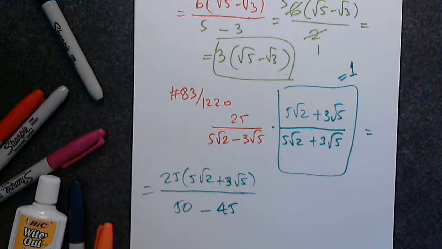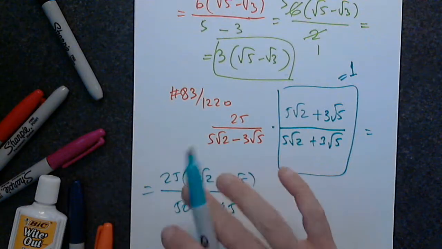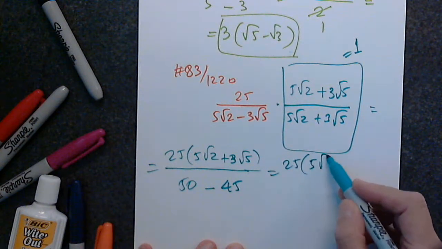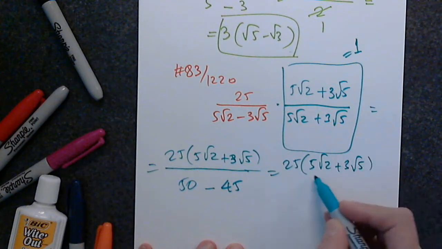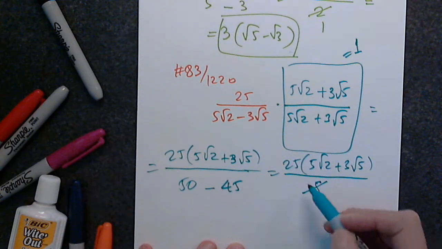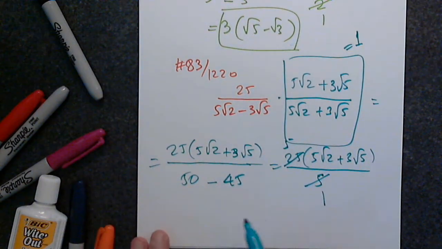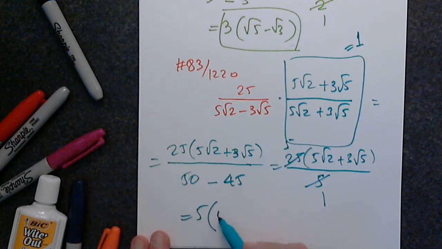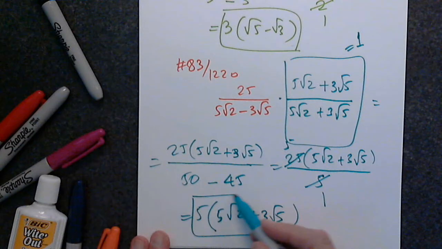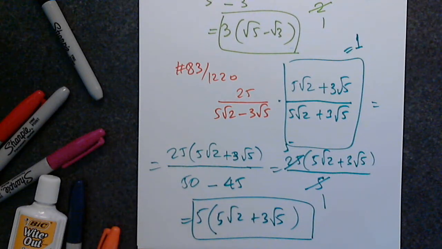Excellent. Now I perform the operation. Don't try to simplify in a sum. Careful. So this is 25 times 5 the square root of 2 plus 3 the square root of 5. And this is 50 minus 45, which is 5. And now you can simplify, because you're simplifying factors. You do not need to distribute. This is good enough. Very good pick.